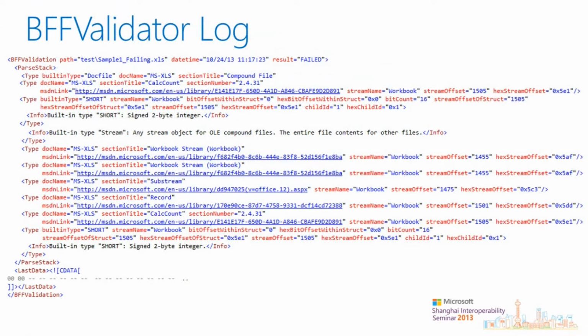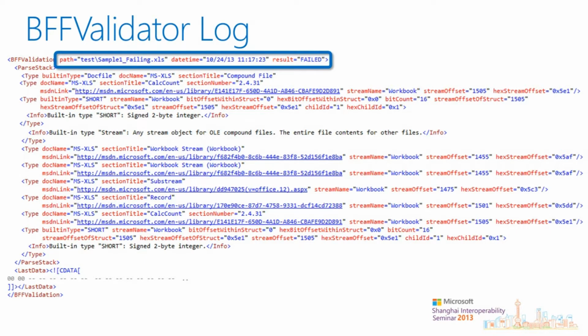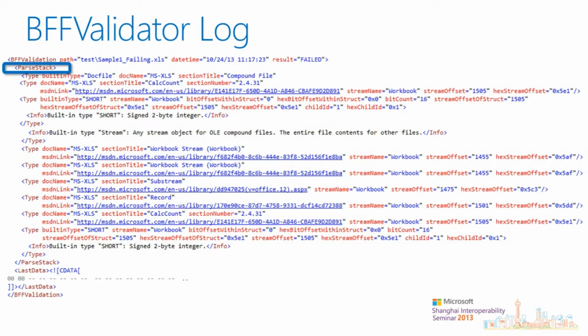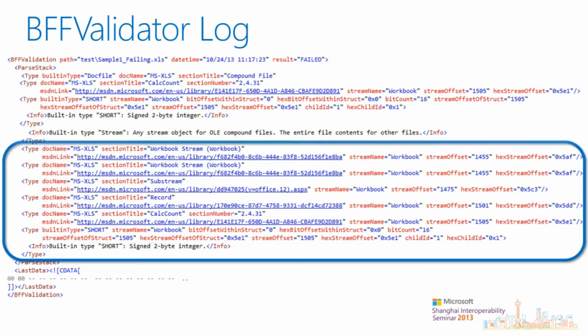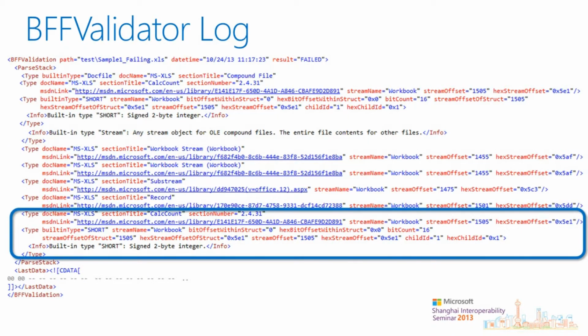So here is a sample log of the BFF Validator. At the top, it tells you I am verifying an Excel spreadsheet, an XLS file, and the result is failed. It then shows you the parse stack of the processing. The stack is in reverse order, meaning that the top of the stack is actually at the very bottom of the parse stack. And this is the top of the stack, so this is where the actual error is.